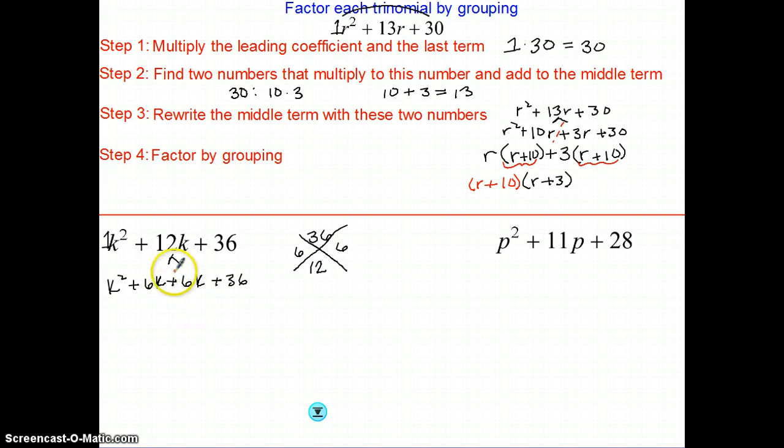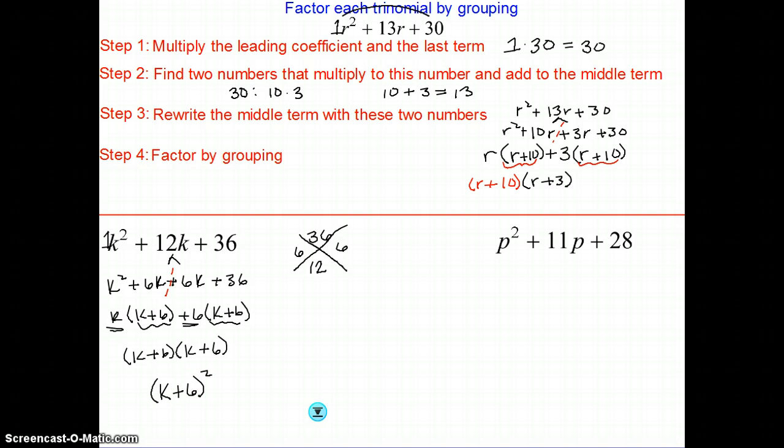From the left, between k squared and 6k, there is a greatest common factor of k. So I factor that out, leaving me with k plus 6. And from the right, I can factor out a 6, leaving me with a k plus 6. There is a k plus 6 in common, so when I factor out the k plus 6, I am left with a k plus 6 in my second parentheses. Since this is the same thing repeated twice, I can simply write it as k plus 6 to the second power.